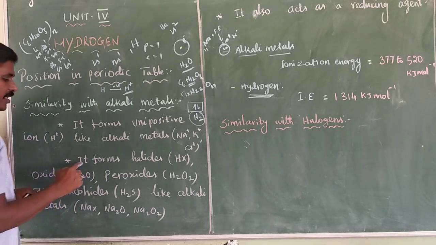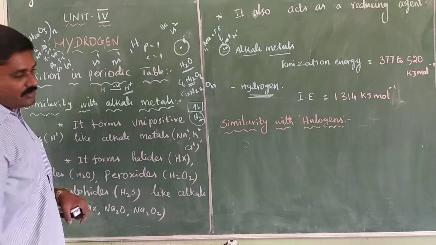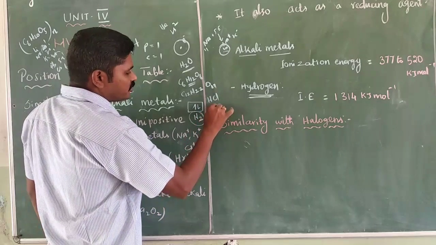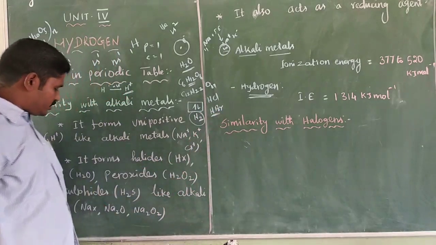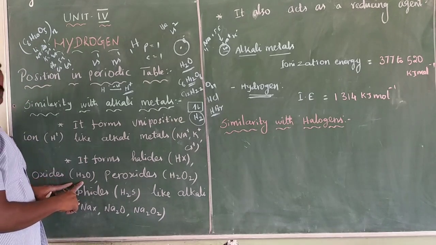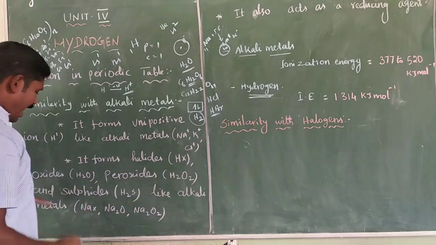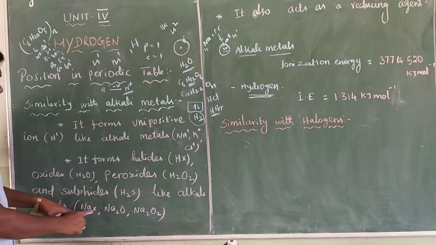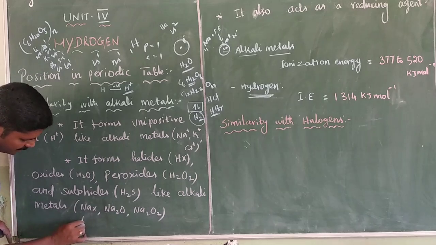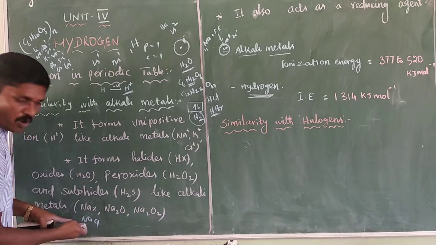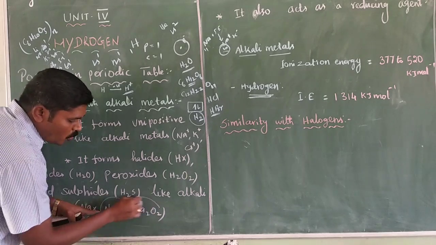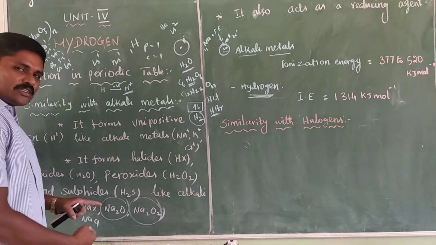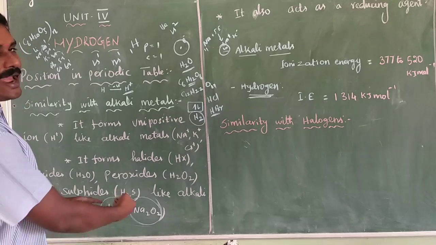The second point: it forms halides, HCl, hydrogen chloride, HBr, hydrogen bromide, oxides, water, H2O, peroxide, H2O2, and sulfides, H2S, like alkali metals: sodium chloride, sodium bromide, sodium oxide, sodium peroxide, potassium chloride, potassium oxide, potassium peroxide, and so on.